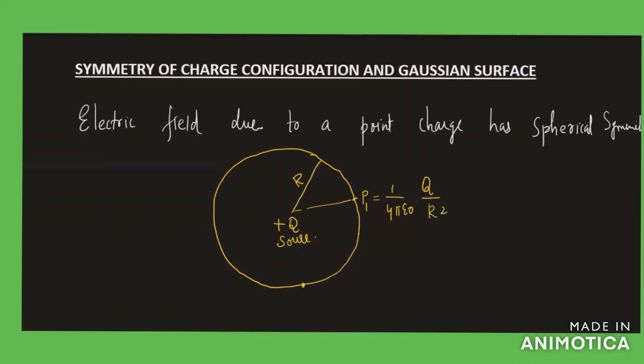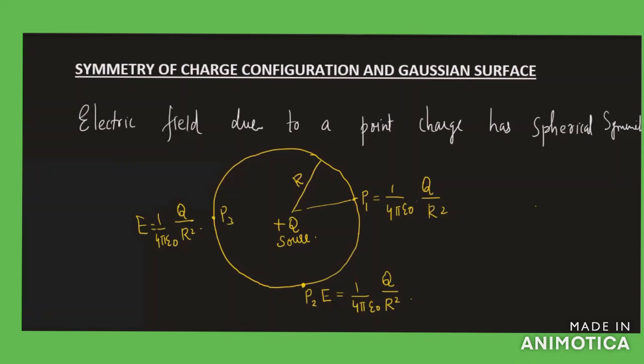Now if we consider another point P2 on the surface, the magnitude of the electric field at this point P2 is also equal to 1 by 4 pi epsilon 0 q divided by r square, since the distance is the same. If we consider another point P3, here also the magnitude of the field will be the same, 1 by 4 pi epsilon 0 q by r square. So at every point on the surface, the magnitude of the field is the same. Hence, we can say that the field has a spherical symmetry.